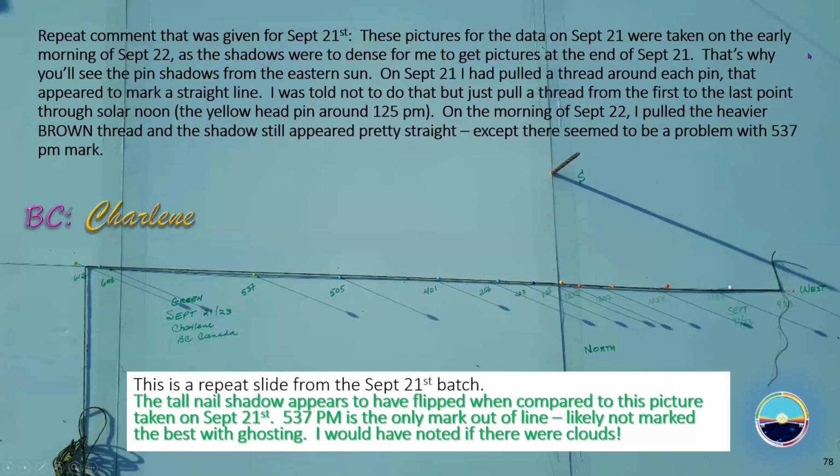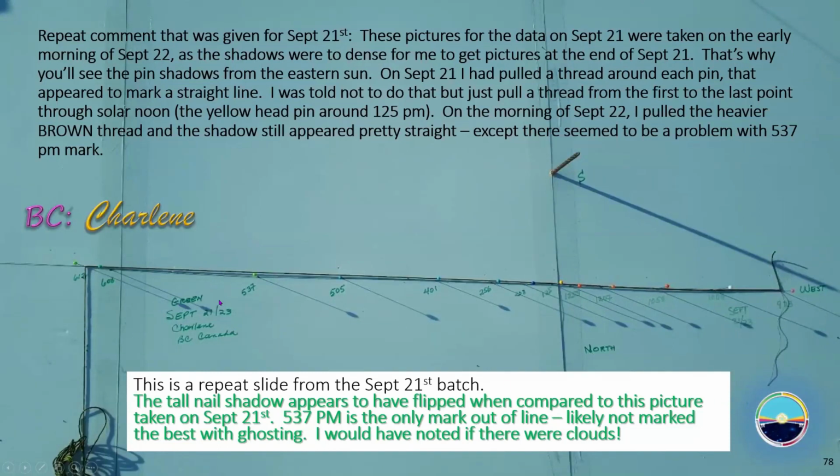And on September 21, I did pull a thread around each pin. Okay, I wasn't supposed to do that, but I did, and I learned that as well. I had a yellow pin to mark my solar noon, so I would know which one I'm dealing with because they can get really tight in here. And on the morning of September 22nd, I pulled a heavier brown. It was actually an embroidery yarn, but just use dressmaking, just ordinary thread. It seems to be the best.